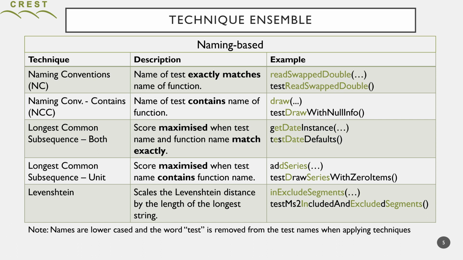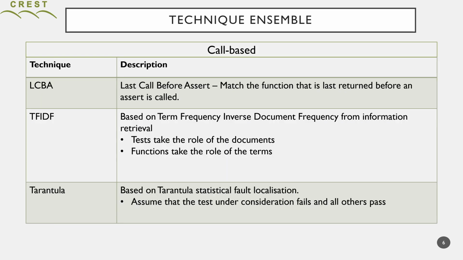And then we have a Levenshtein score, which is also a real valued score, which takes the Levenshtein distance between the names and scales it by the length of the longest string. For the call-based techniques, we have LCBA, which was discussed previously, and we also have one based on term frequency-inverse document frequency from information retrieval, in which we take the same technique, but we recast the roles of the terms with functions and the roles of the documents with tests.